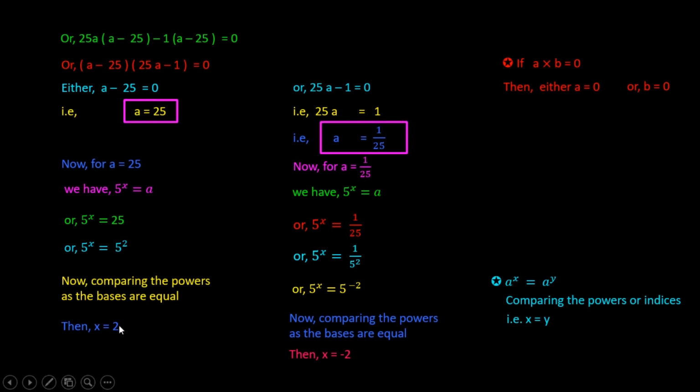So we have two values for x. Hence x equals minus 2, comma 2. This is your final result.